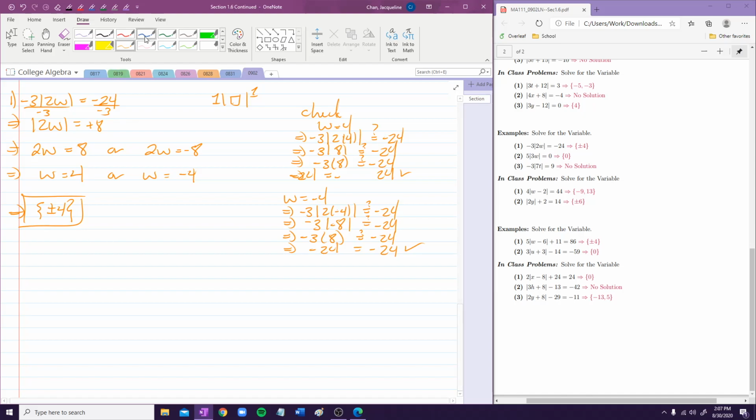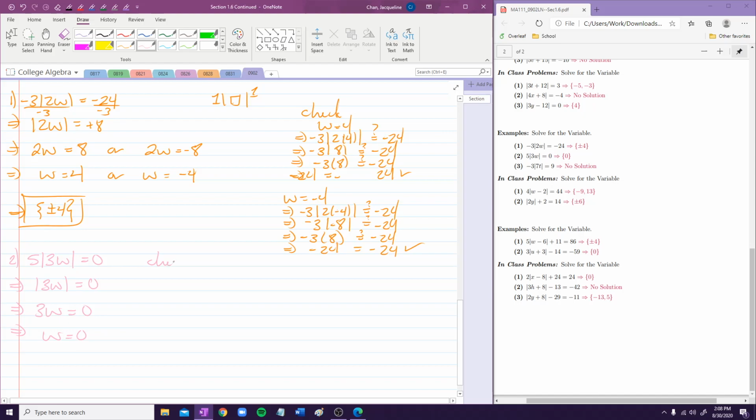Now let's do problem number 2. We are left with 5 times the absolute value of 3w is equal to 0. First things first, we have to isolate the absolute value, so I'm going to divide both sides by 5. When I do that, I get the absolute value of 3w equals 0 divided by 5. Remember, 0 divided by a number is okay, so this is 0. Since this is equal to 0, if we apply this property, I would get +0 and -0, but they're both 0, so we can just drop it. So we have 3w is equal to 0. When I divide both sides by 3, I get 0.